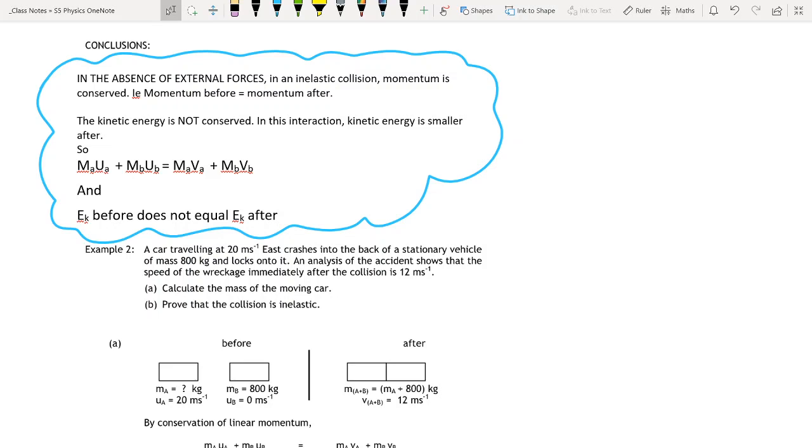You see the velocity after the collision is 12. Let's say that that's one of them. Yeah, you can split them up. You can split them into two, or you can lump them into one. It works out the same.